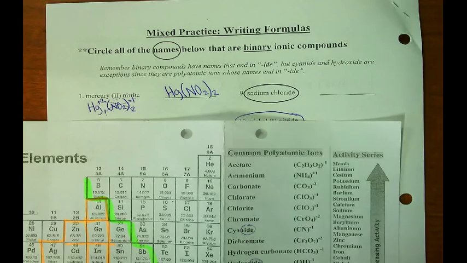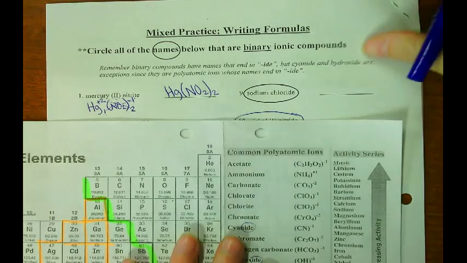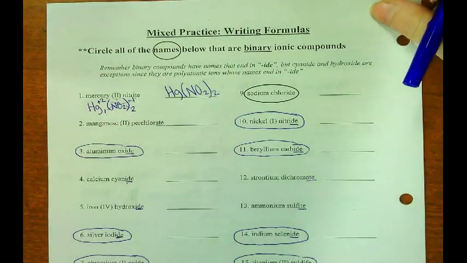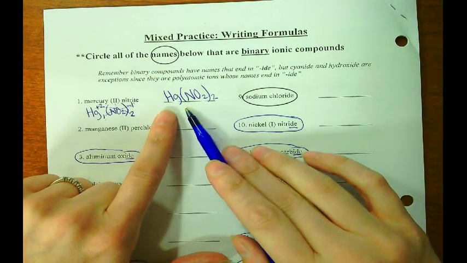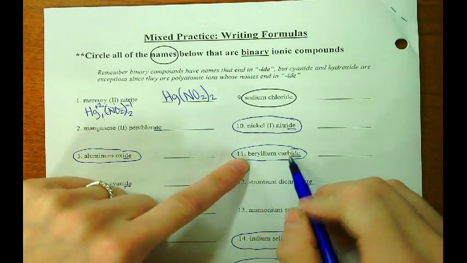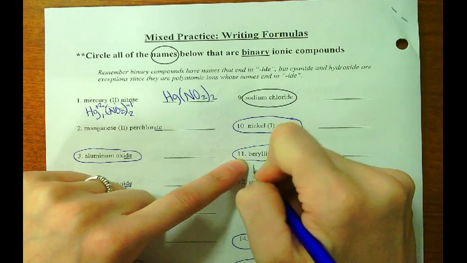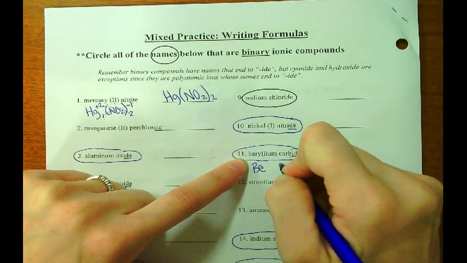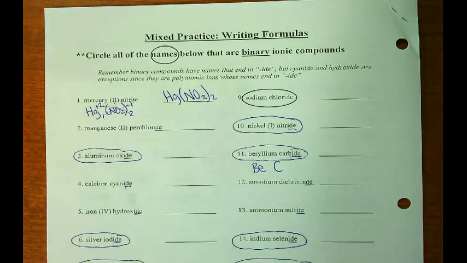Okay, continuing the Unit 4 video tutorial on pages 11 through 13. Let's work a couple more problems on page 12 here. So we just did mercury 2 nitrite. Let's look at beryllium carbide. This is a binary compound. Again, we still just write the symbols. Be for beryllium. Carbide means carbon, so it's just a C.